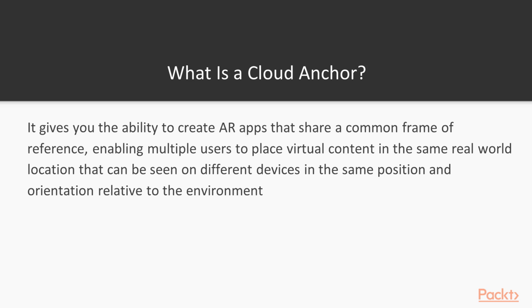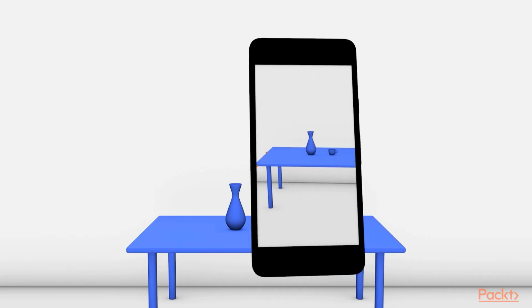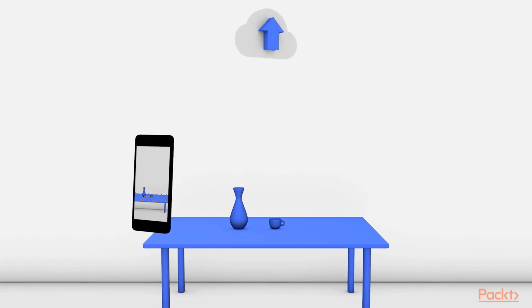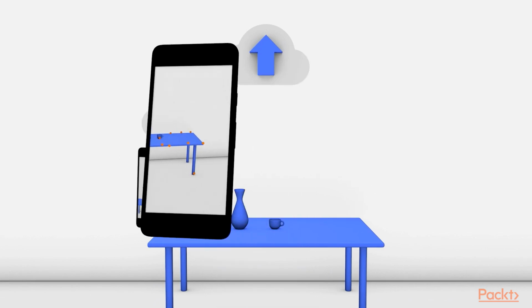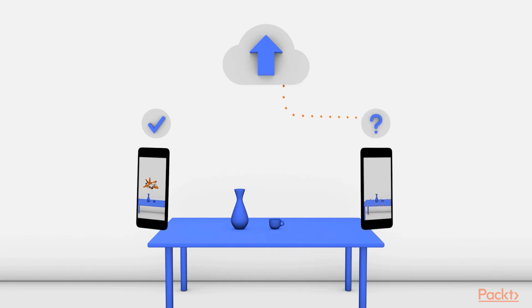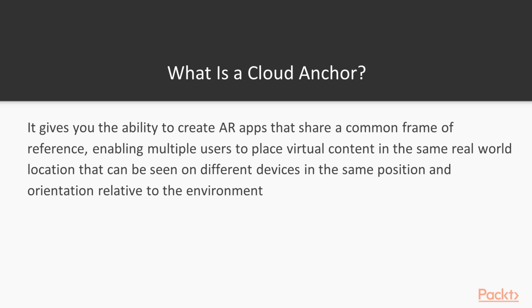To get a better feel of what Cloud Anchor is, let's look at an illustration made by Google. So here is the illustration. We can see the first device detecting a plane and uploading the anchor to the cloud, and then a second device comes in, resolves the anchor from the cloud, and is looking at the same point of reference. So that is exactly what is meant by it allows you to create shared AR experiences so that people can see a common frame of reference and interact virtually with that.